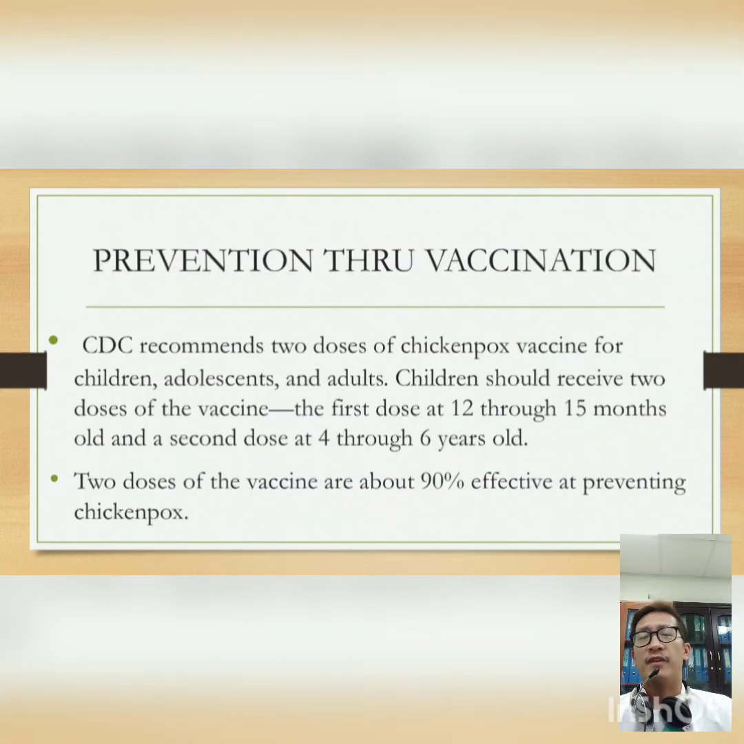So how can we prevent varicella? One of the best ways to prevent varicella is through vaccination. CDC recommends 2 doses of chickenpox vaccine for children, adolescents, and adults. Children should receive 2 doses of the vaccine: the first dose at 12 through 15 months old and a second dose at 4 through 6 years old. Two doses of the vaccine are about 90% effective at preventing chickenpox.